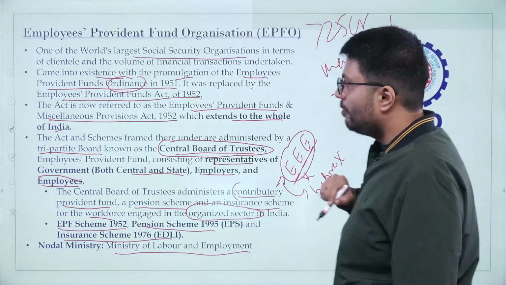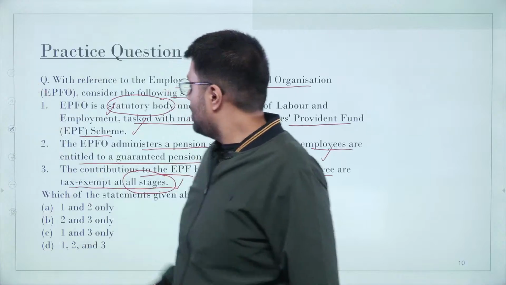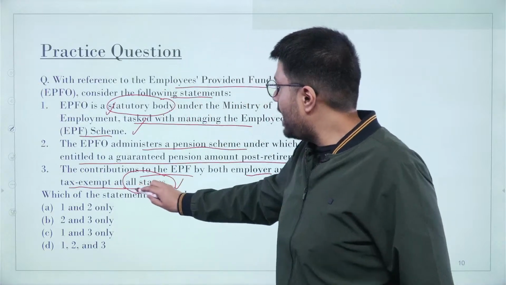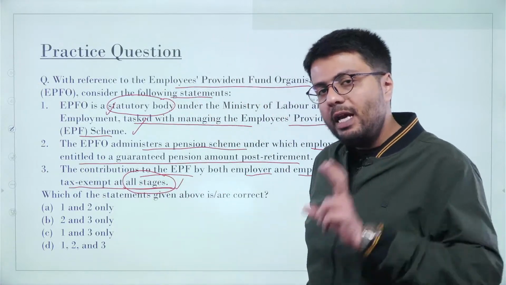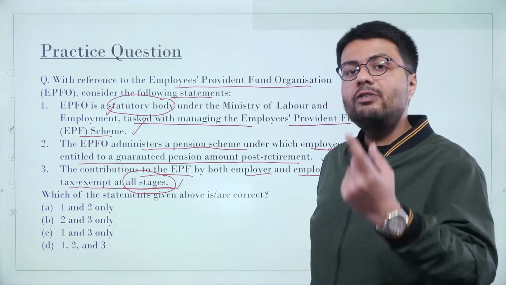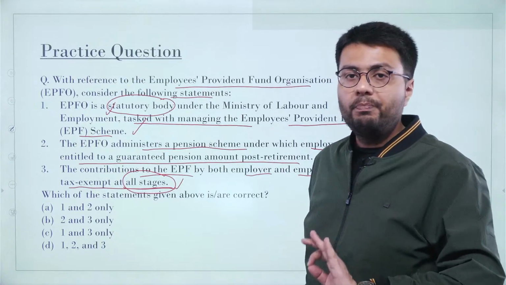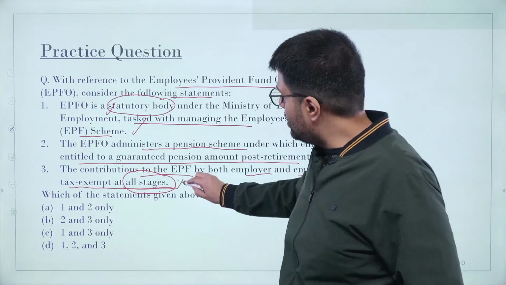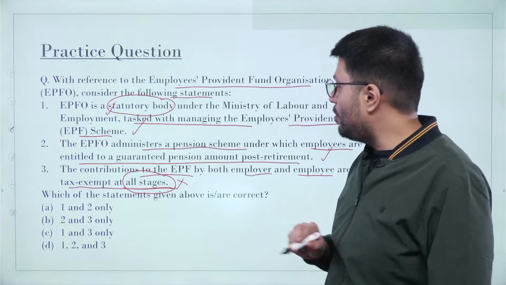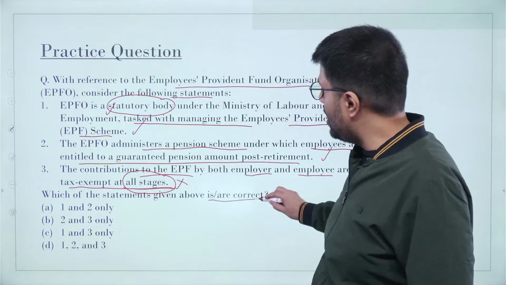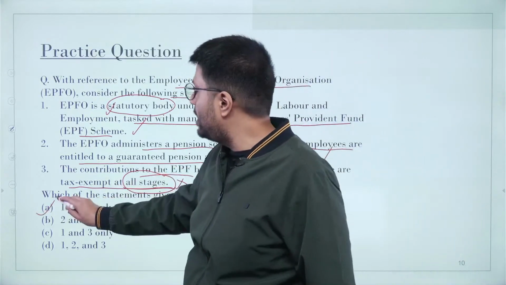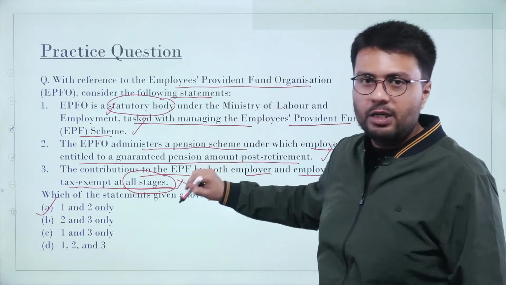So, from that logic, it is not exempted from tax at all stages, it is only exempted from tax in case you withdraw after retirement and not when you withdraw before retirement. So, the third statement here is incorrect. So, which of the statements given above is or are correct? The correct answer is option A, as 1 and 2 are correct and third is not.